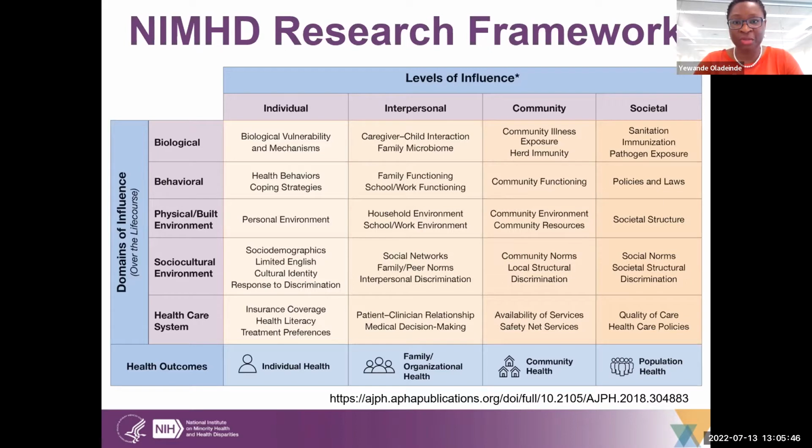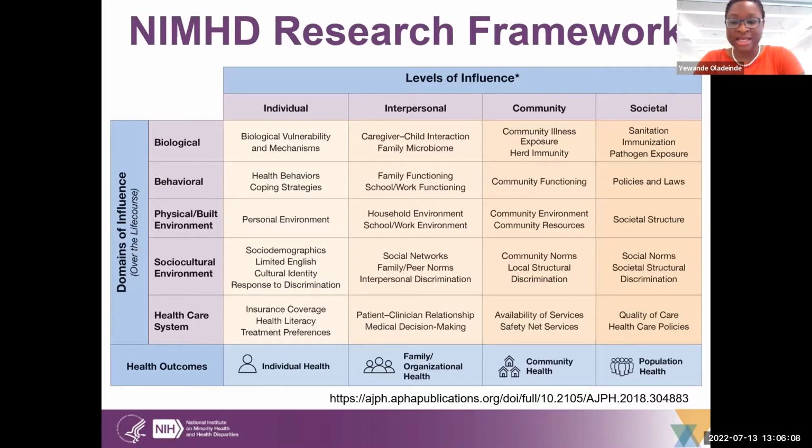And when you look at this framework, one of the things that you can see is that at the very top, you have the levels of influence, and here you have the domains of influence over the life course. Another thing that you would see is that there are 4 levels of influence: the individual, the interpersonal, community, and societal levels of influence.